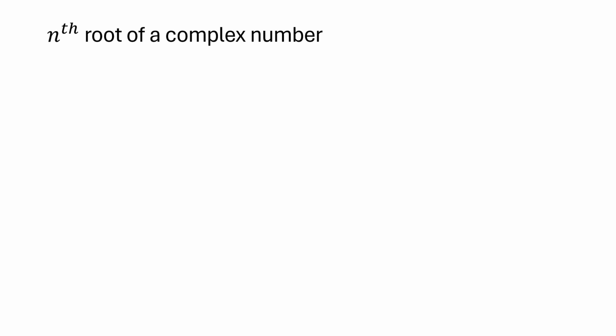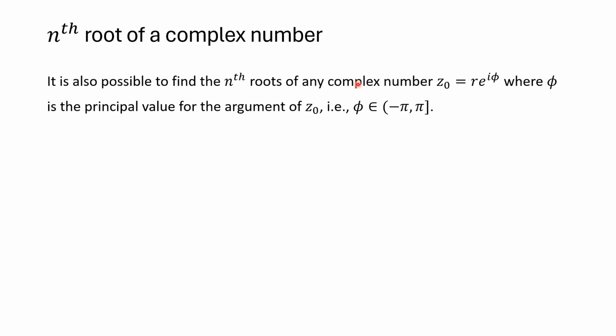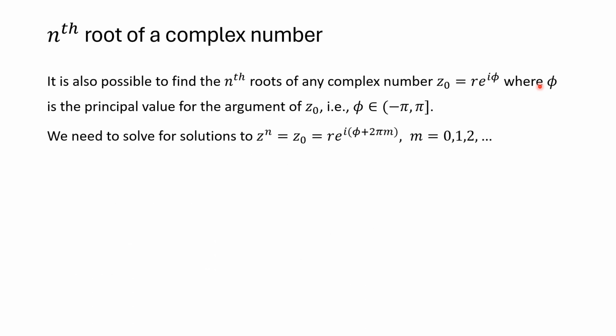We could also take the nth root of a complex number other than 1. Here we have z sub 0 equals r e to the i phi. r is the modulus of z sub 0, and phi is the angle z sub 0 makes with the positive x-axis. And that'll repeat every 2 pi. So we basically have this equation here, z to the n equals z sub 0 equals r e to the i times phi plus 2 pi m.